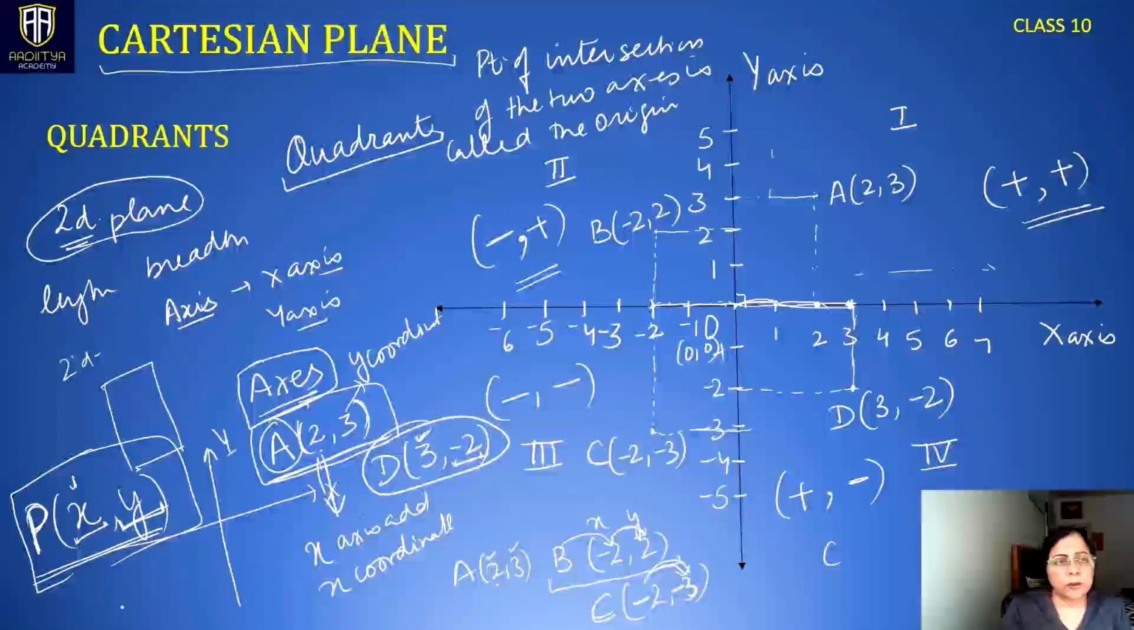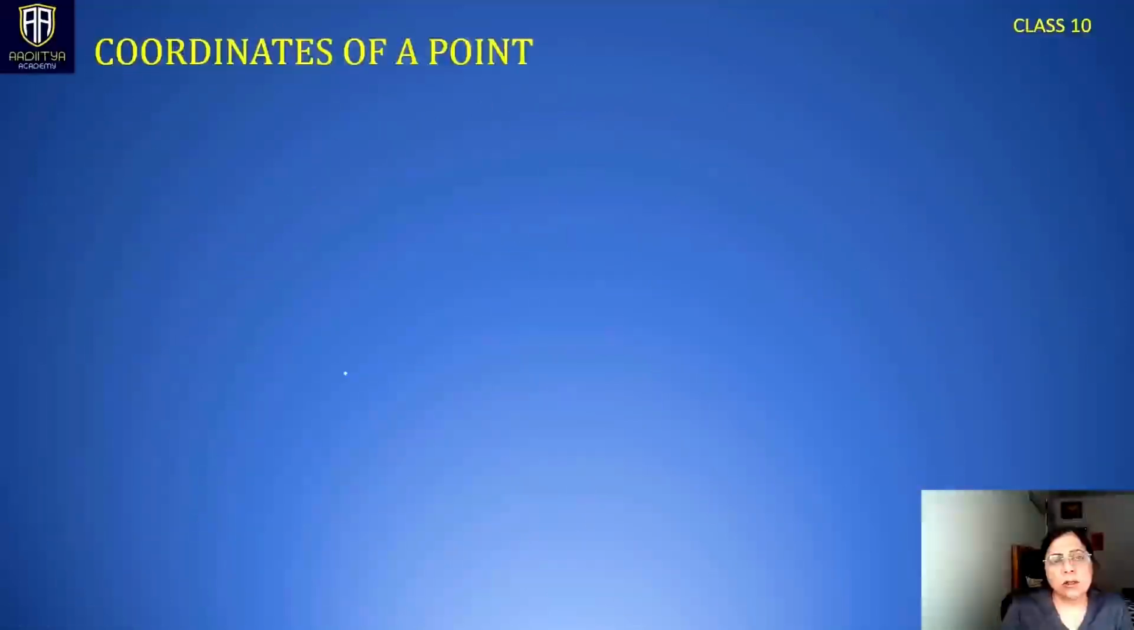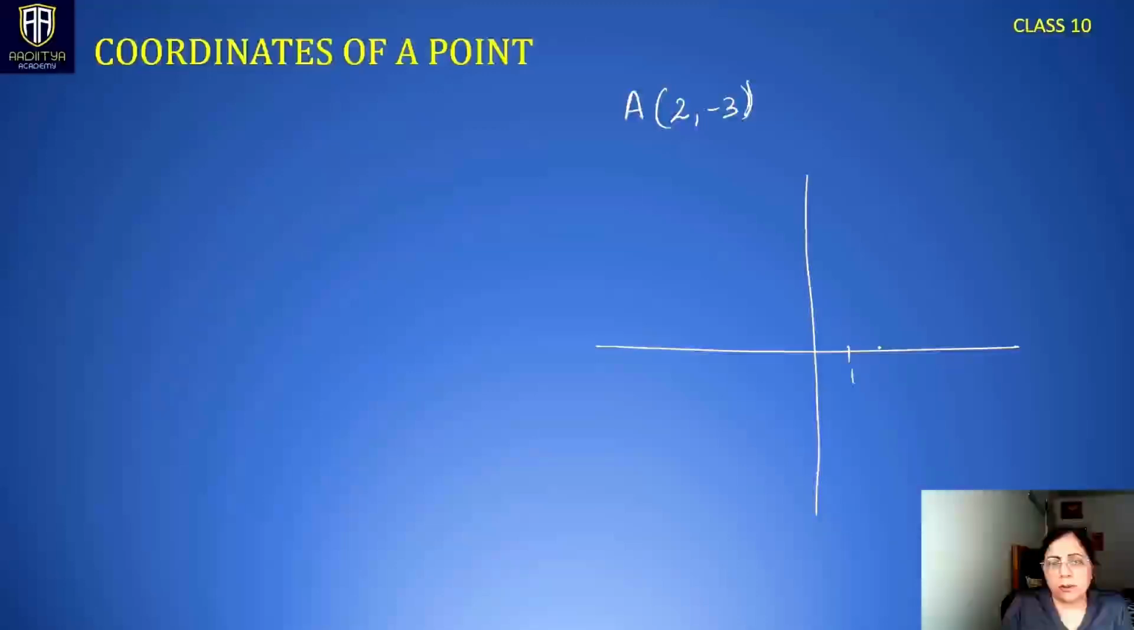I hope the system of quadrants and coordinates and how to plot them is clear to you. Next is coordinates of a point. Like, if I have A as (2, -3), without getting into the quadrants, if I plot this, this is 1, 2, 3, 4, 5, minus 2, minus 3, minus 4, minus 5. Since you have dealt with all these things in junior classes, you should be able to tell orally in which quadrant that point will lie.